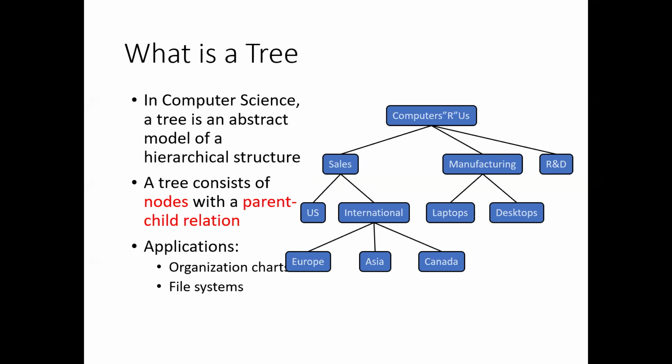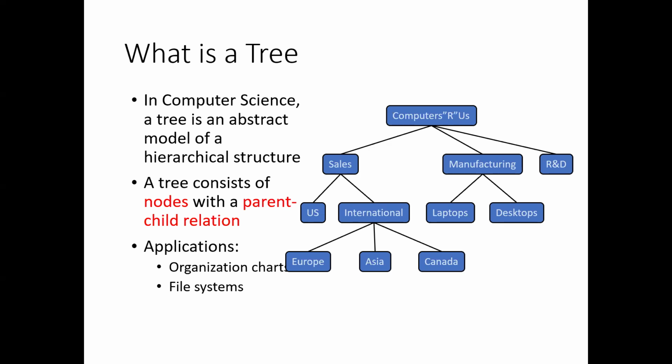In computer science, a tree is an abstract model of hierarchies. The tree is a fundamental concept in computer science that models hierarchical relationships, like a parent-child relationship. The parent is the boss, and the child is inherited from the parent. When you have this type of relationship, that is called a tree.